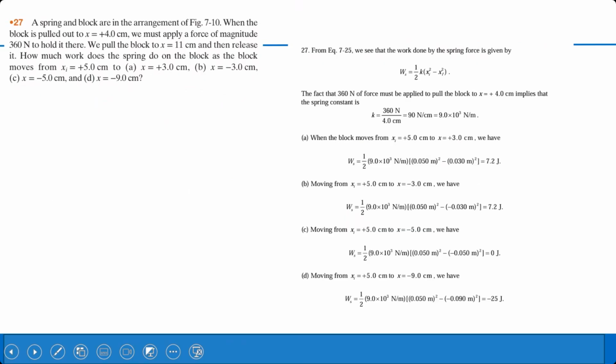Let's take a look at this question. We have a spring and a block that are pulled to x equals +4. I have a missing figure here. Just give me a second to get it.